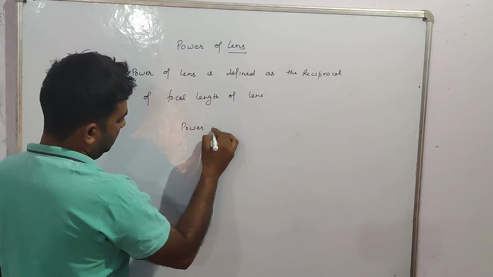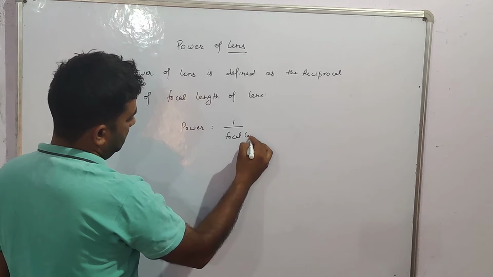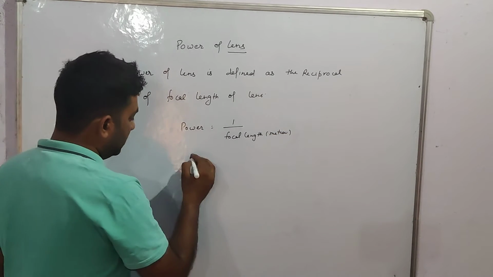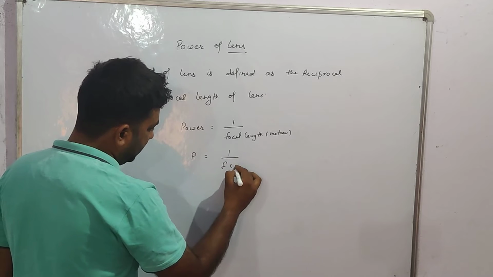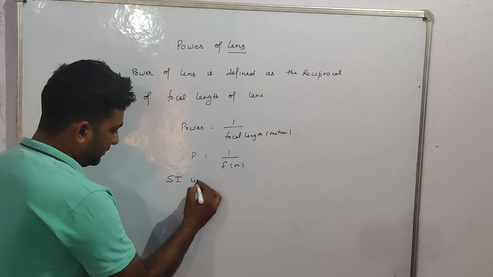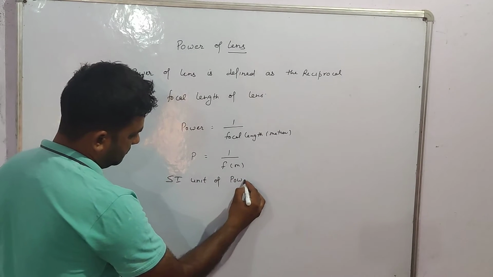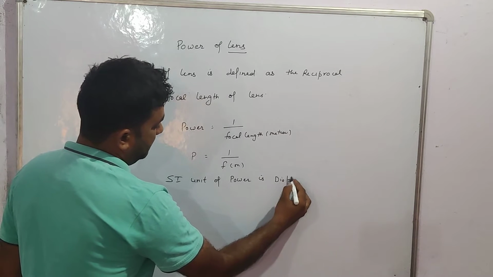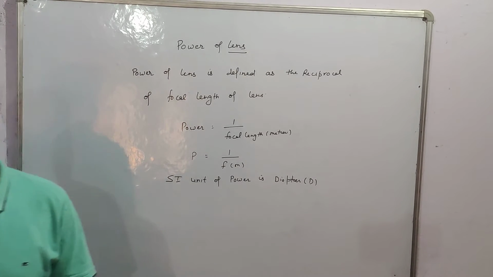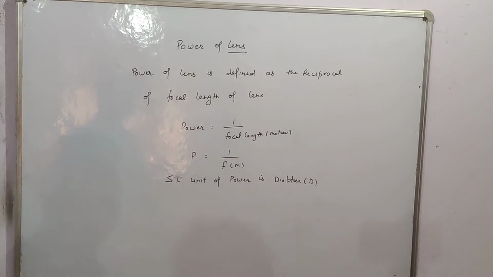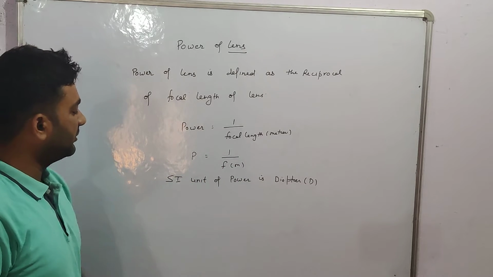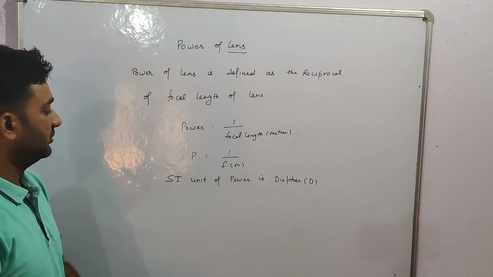Power is equal to 1 by focal length, and this focal length should be in meters. So P is equal to 1 by F. The SI unit of power is dioptre. The SI unit of power is dioptre, which we denote by capital D. So dear student, power of lens is defined as the reciprocal of the focal length of the lens. Power is equal to 1 by focal length, so P is equal to 1 by F, and SI unit is dioptre.